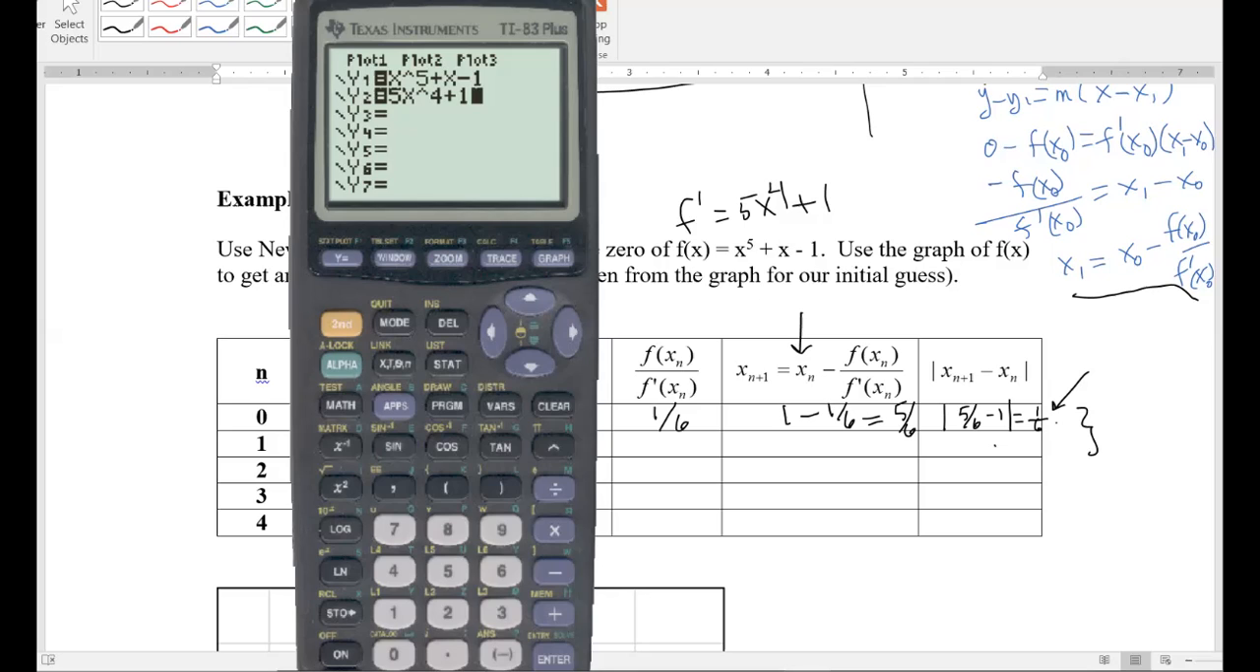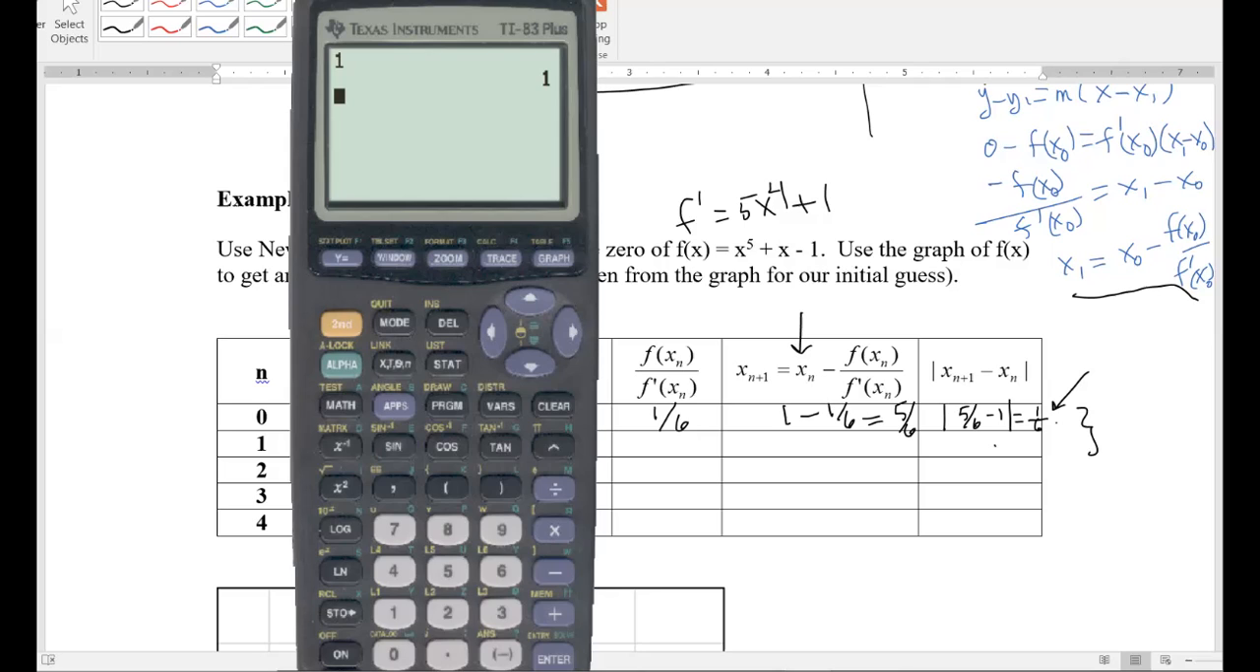So once those are in place, you leave the screen and come in here. Now, I want you to put your estimate here. My estimate is a 1, and just enter it. Okay. Now, I want you to put in the formula. This part of the formula here, the x_n minus. So we're going to put that in.